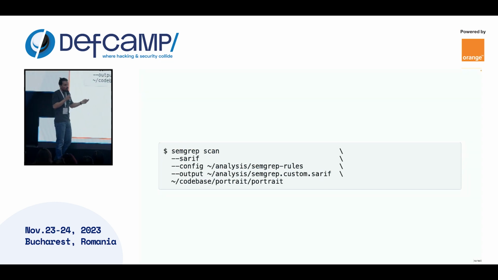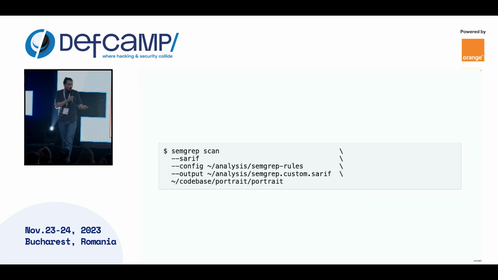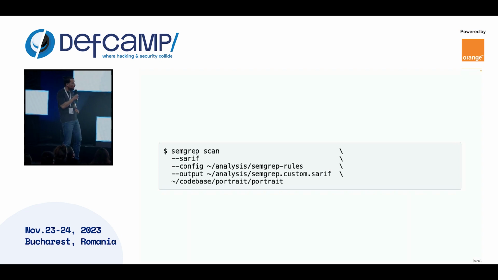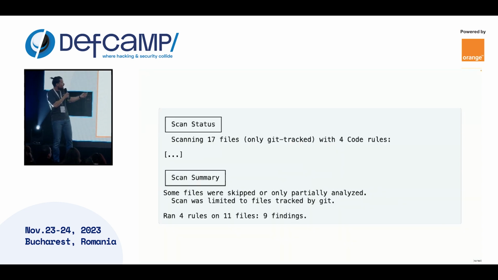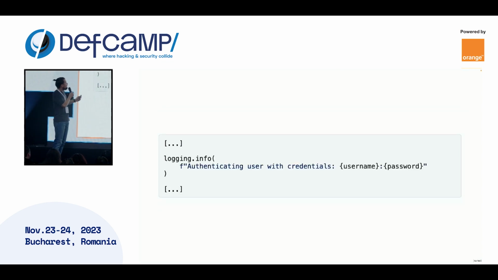I'm using this command in combination with the rule already mentioned, namely semgrep scan with --sarif for specifying that the report should be in the SARIF format, --config to specify where I stored the rule, --output for specifying where the tool should store the report, and after that the location of the code base. And in this way we have multiple results, and let's see one of them, namely this one. You can see a logging.info, and here I have password, namely a string that I matched in my rule before.